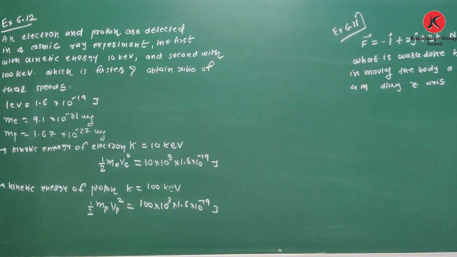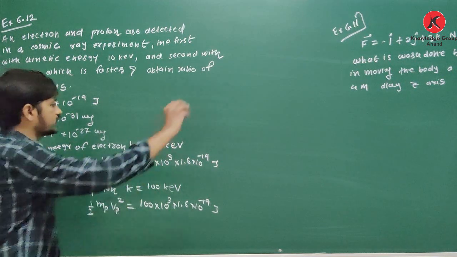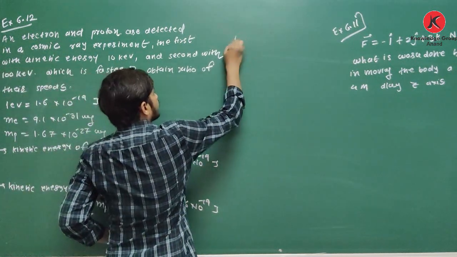Clear about this? You have to find which one is faster and obtain the ratio of their speed. Let's see how to solve this question. We will take the ratio of these two energies. How? It is like this.